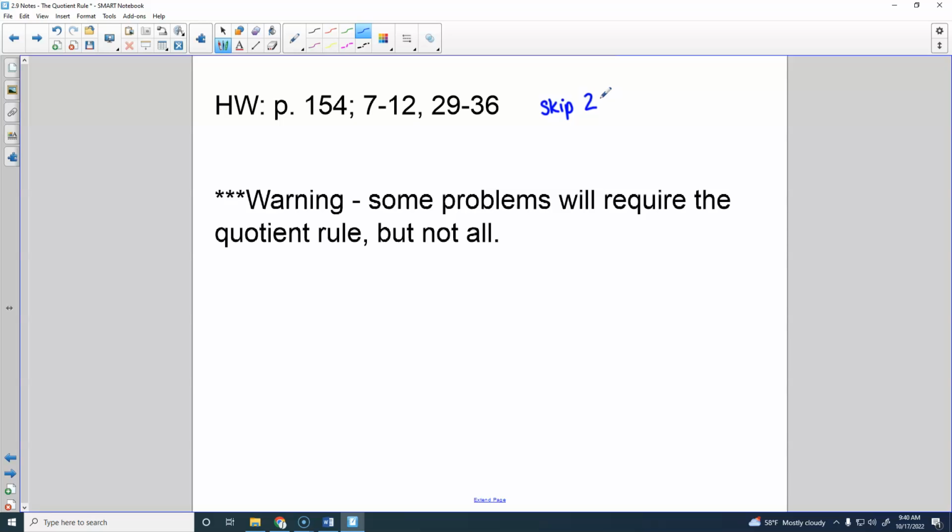I'll tell you what, the simplifying can get a little lengthy on this. I don't want you to have 2 hours of homework. I'm going to let you skip 4. Okay, I'll let you pick the 4, though.